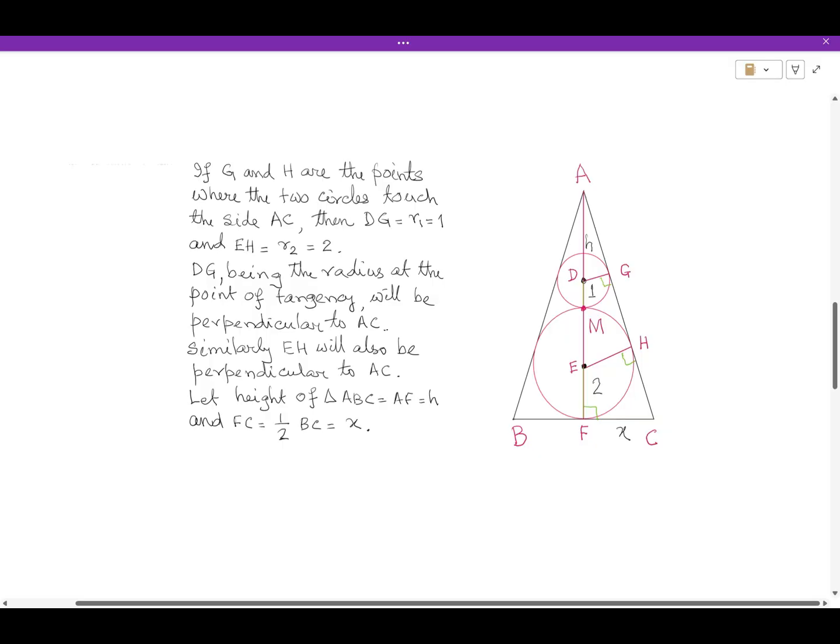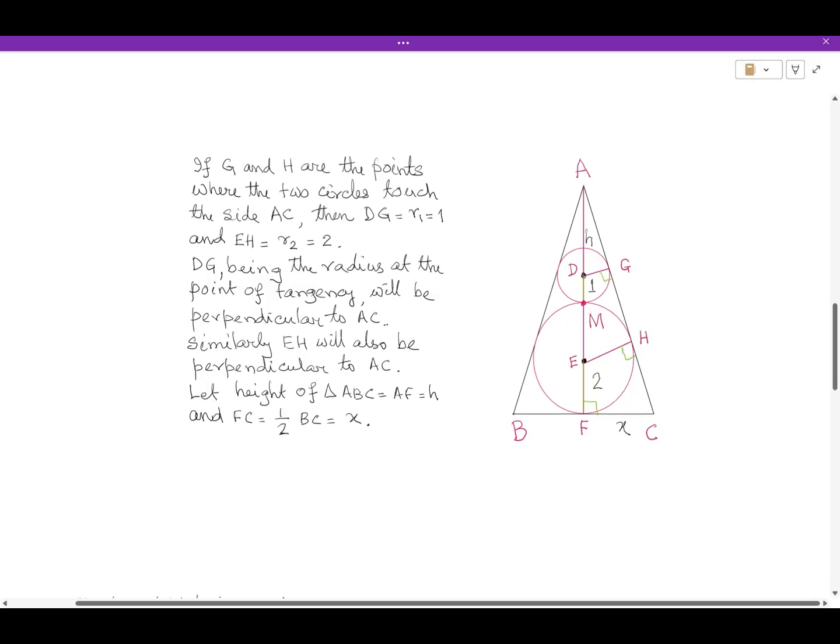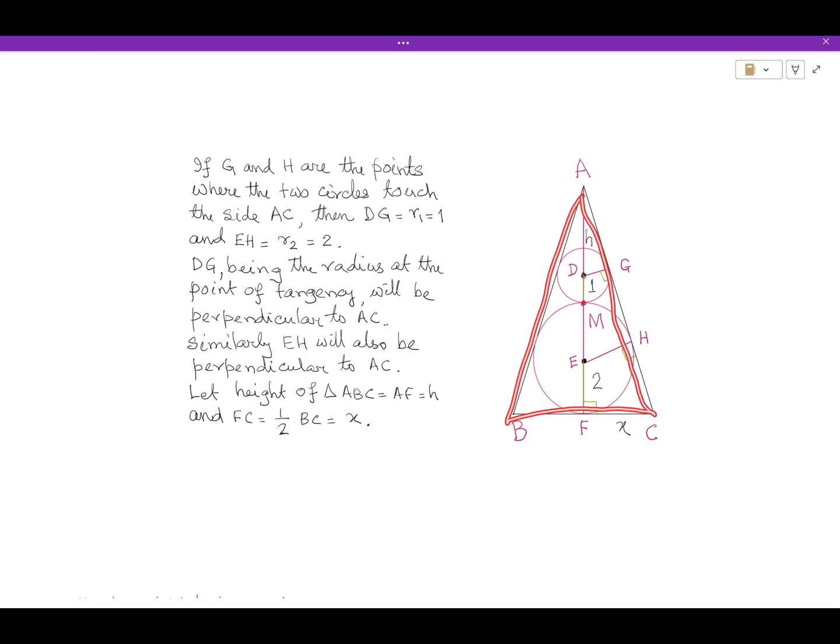Let the height of the big triangle ABC be called H, so AF is equal to H. And FC, this distance, is half of the base BC, and let us call it X.